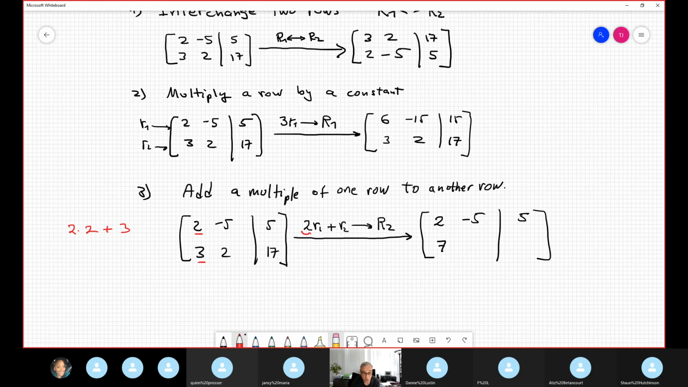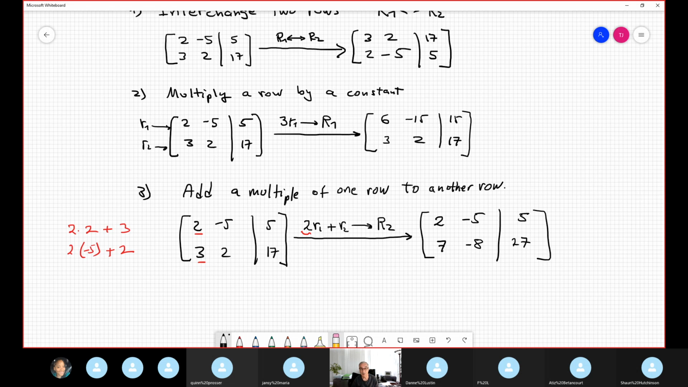Likewise, 2 times negative 5 is negative 10, plus 2 is negative 8. Likewise, 2 times 5 is 10, and 10 plus 17 is 27.